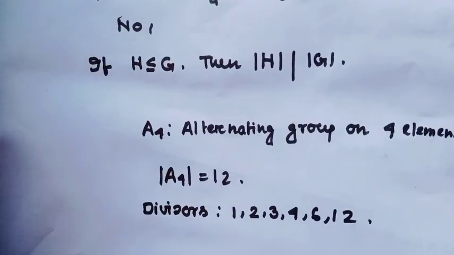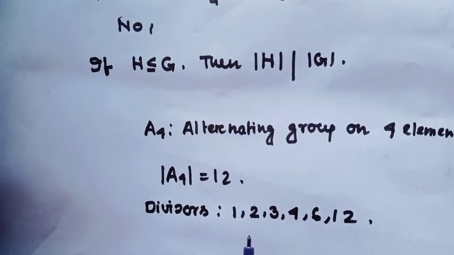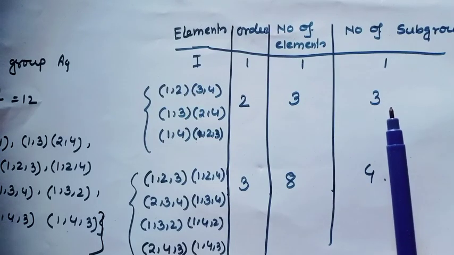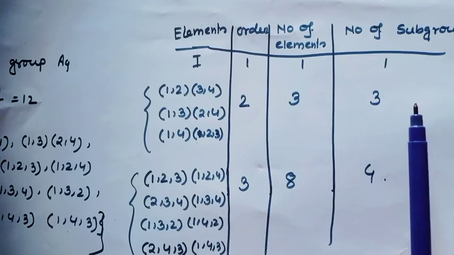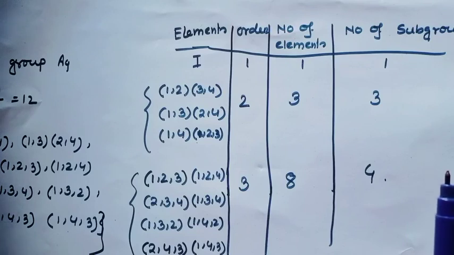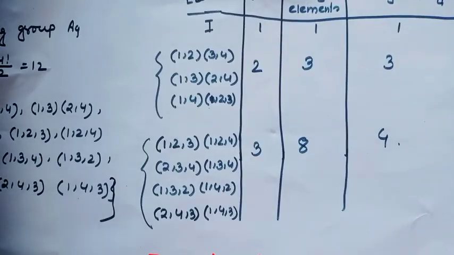Let's look at the alternating group on 4 elements. The order of A4 equals 12, and the divisors of the group order are 1, 2, 3, 4, 6, 12. But notice in the alternating group A4, there exist only subgroups of order 1, order 3, order 4, and the group itself of order 12. There exists no subgroup of order 6. So, the converse of Lagrange's theorem may not be true. Okay?